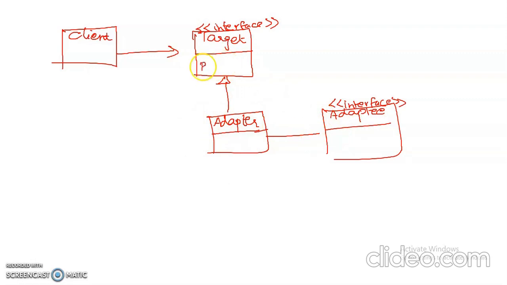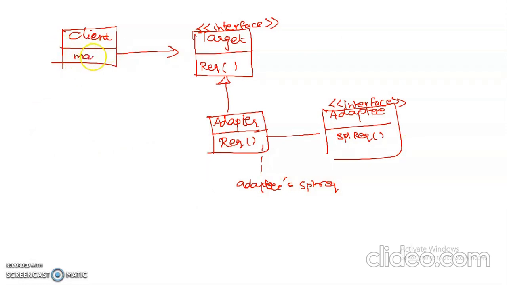which means it will have some request. Assume the target has a request, and the adaptee has a second method, special request. If this target wants to use this special request, we need an adapter, which means this adapter implements the target interface, and we should write a method definition for the request function. So inside this we'll use the adaptee's special request. So this is the general overview.